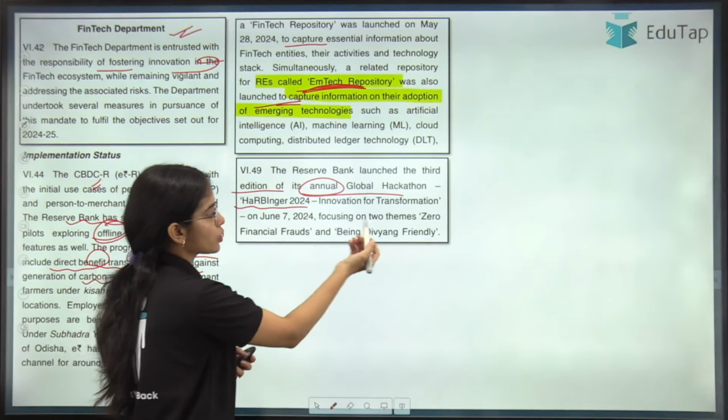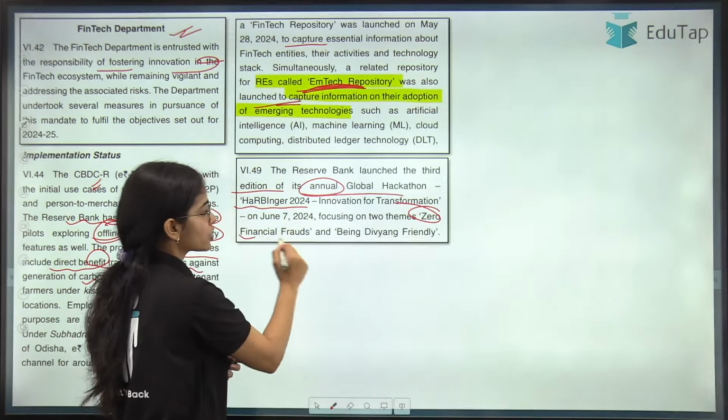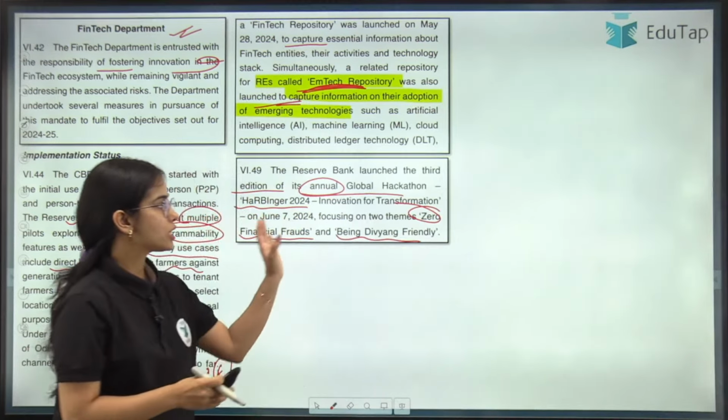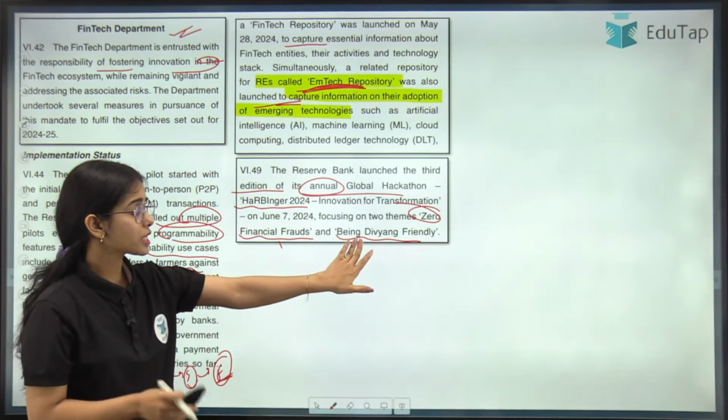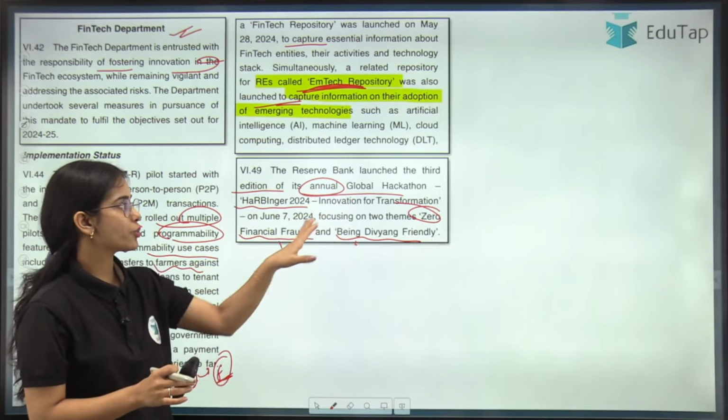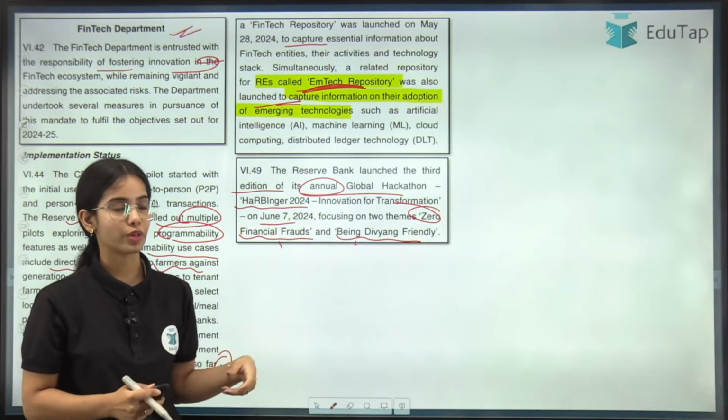Next, the Reserve Bank launched the third edition of its annual Global Hackathon, Harbinger 2024, Innovation and Transformation, focusing on two themes: zero financial frauds and being Divyang friendly. So these were the two themes of Harbinger 2024 that was launched in June 2024.